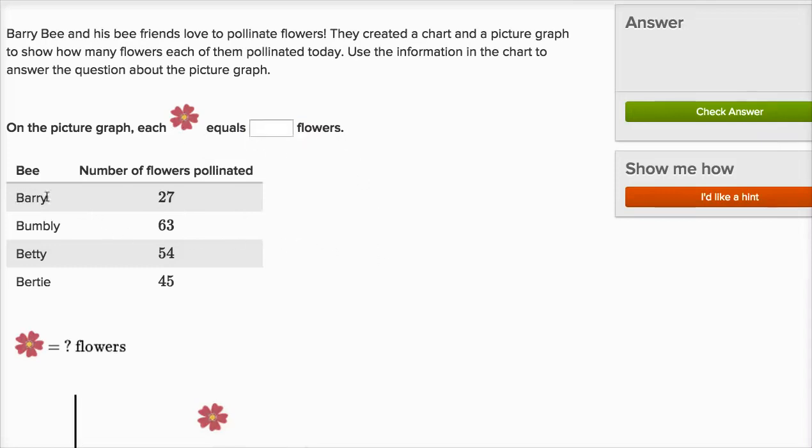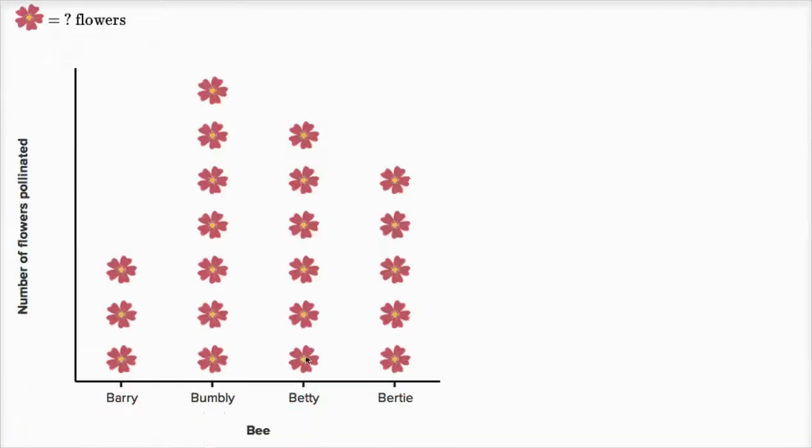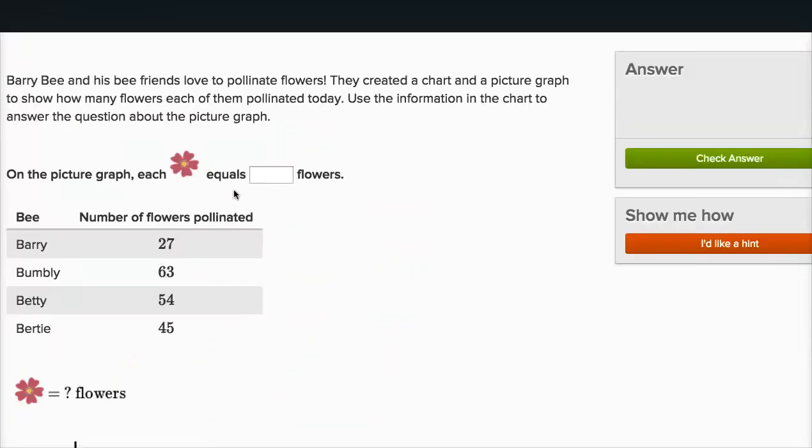So it says Barry pollinated 27. These are impressive bees that they sit there making charts. Barry pollinated 27 flowers. And they only drew 3 pictures here. So these 3 flower pictures must represent 27. So the way that they would represent 27 is if each of these represents 9, because we'd have 9, 18, 27. So each of these must be 9 flowers. But let's see if that works.